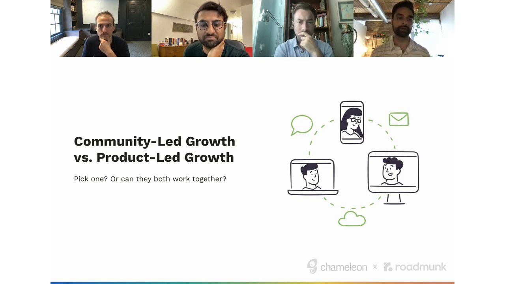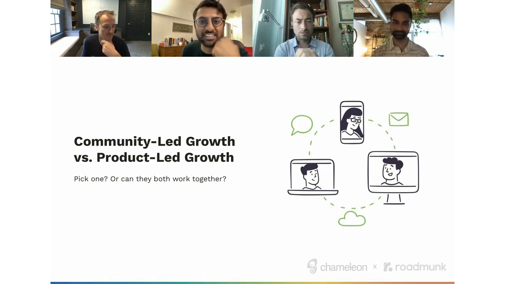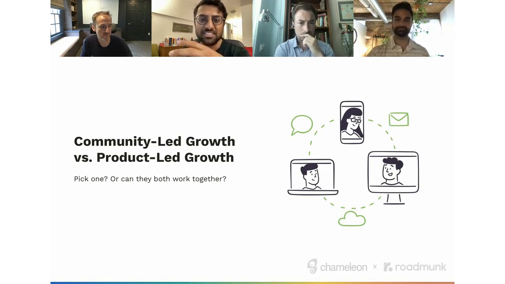But I do wonder about the statement that it's a subset, because I actually think of it as the inverse. This diagram is right, it's a circle. And maybe where you begin and end that circle is relevant. Maybe you begin it before product, using your community to drive product market fit and refinement of the product, versus using the community once you've got that product market fit to then drive growth beyond that product. Would that be a good categorization to bring your perspectives together?